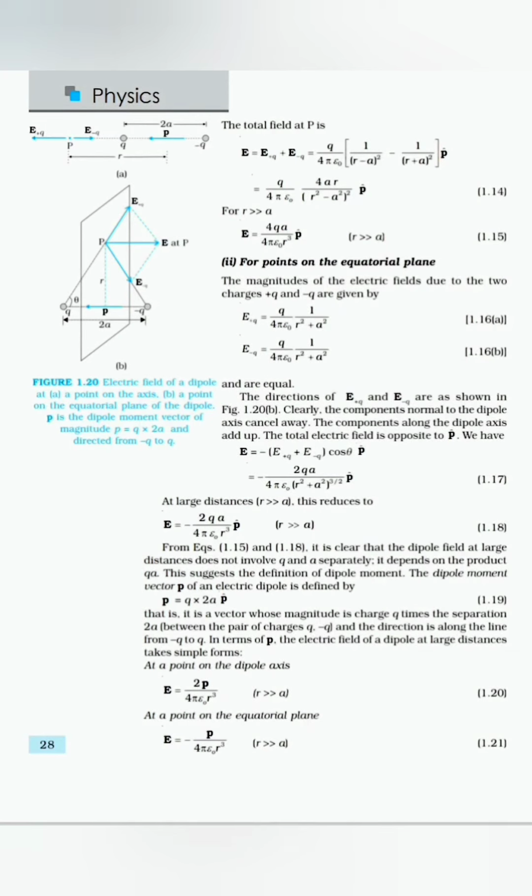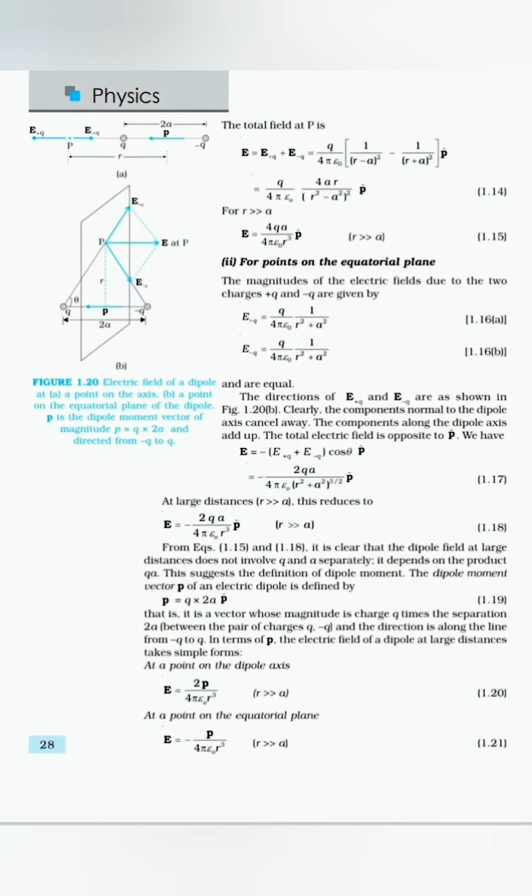Second, for the points on the equatorial plane, the magnitudes of the electric fields due to the two charges plus q and minus q are given by E equals kq divided by r square plus a square, and due to the negative charge the electric field is equal to kq divided by r square plus a square. We see that both the electric fields are equal in magnitude because the charges are of the same magnitude and they are equidistant from the point P. The directions of E plus q and E minus q are shown in figure 1.2b.